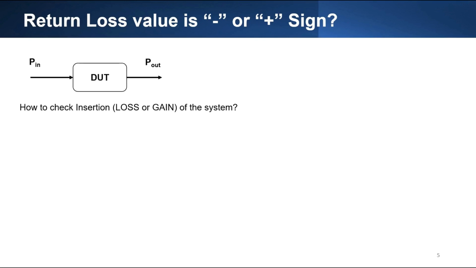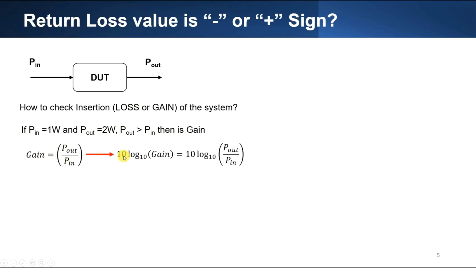Okay, next. Let's say we have a DUT here, and then we have a power input and power output. So we can check how to determine the insertion loss or gain of the system. How are we going to check whether this system is gain or loss? Let's say the power in is 1 watt and the power out is 2 watt. Viewing from here, the power out is greater than the power in, then it is gain. So the equation for gain will be gain equal to power out divided by power in.